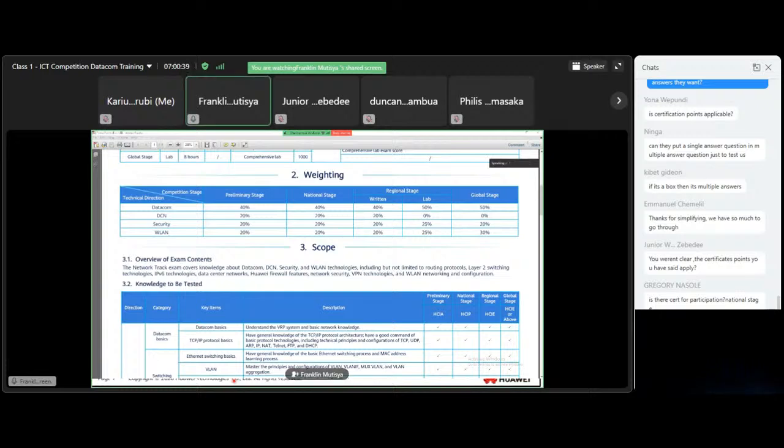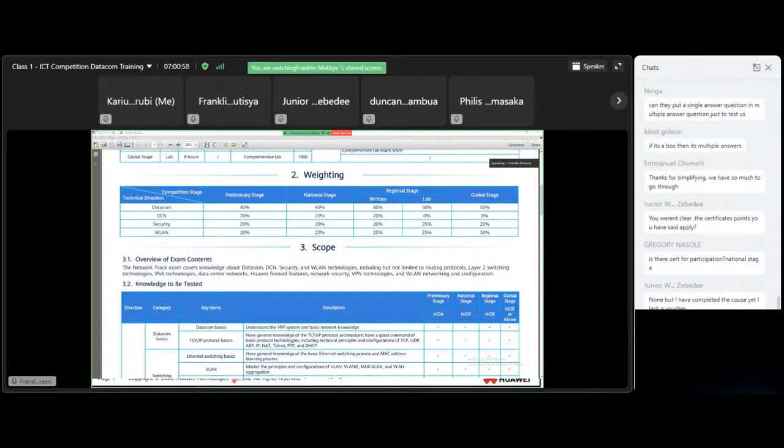Now, Gregory Nasole is asking, is there a certificate for participation at the national stage? What we'll do at national is that those who qualify will be presented with certificates and presents. At this stage, we do not have a certificate, but those who qualify for regional finals will get a certificate. And as you qualify for regional finals, this is not the end. Give it your best.